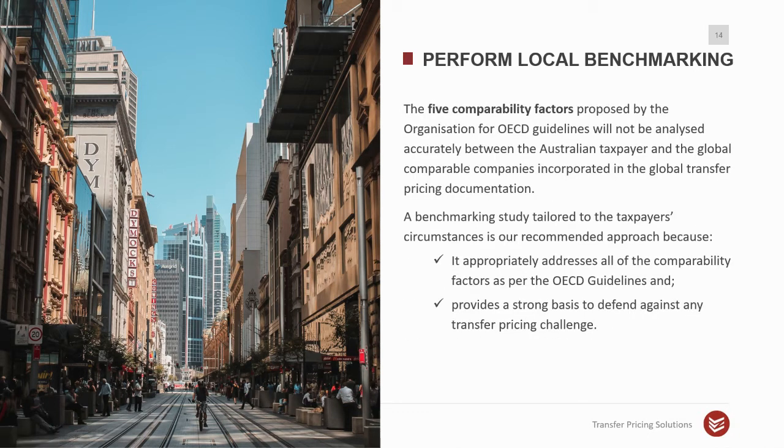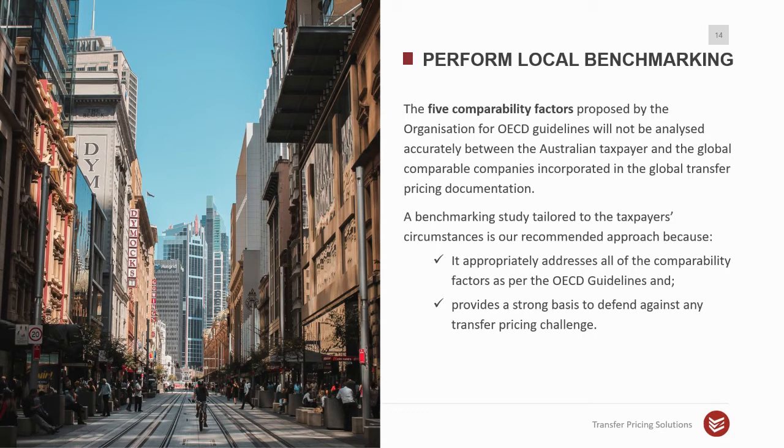One thing to be considered that's quite important is there are 5 comparability factors proposed by the OECD guidelines. If you have a foreign prepared benchmarking, they will not be analysed accurately between the Australian taxpayer and the global comparable companies that have been incorporated into the documentation. So the benchmarking study needs to be tailored to the taxpayer's circumstance, and our recommended approach is that you make sure that the comparability factors are actually addressed compared to the Australian operations, and this will provide you with a strong basis to defend if you ever have a transfer pricing challenge.